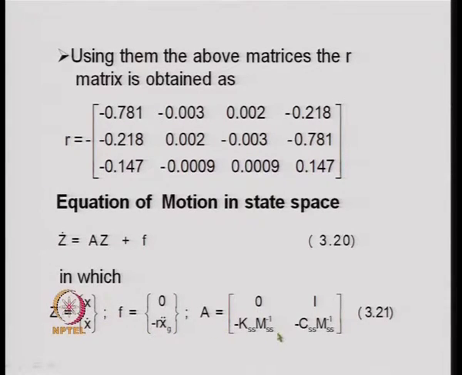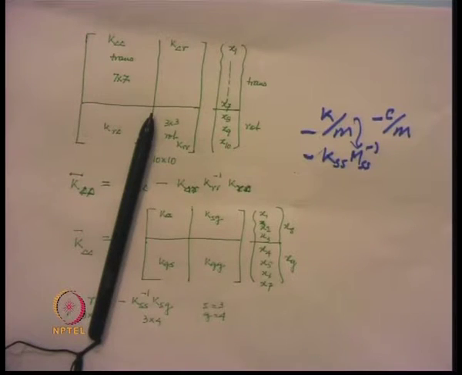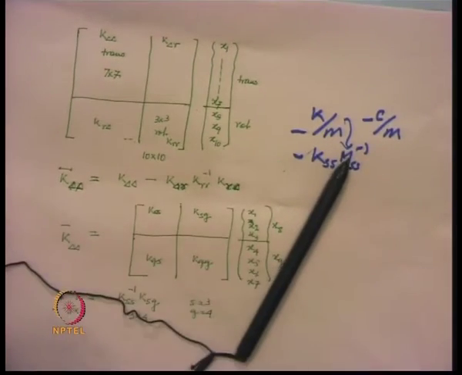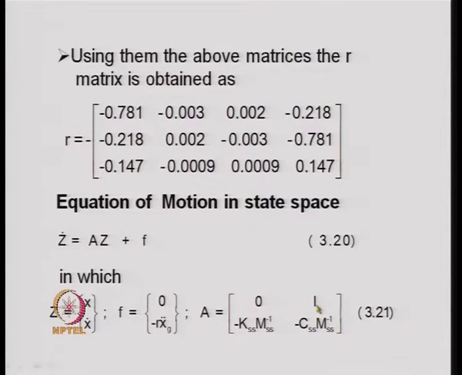The only difference here is that in the previous case, for the single degree freedom system, we had minus k by m and minus c by m. These were the terms which were written. Now, in place of that, we have minus kss into mss inverse, so this term becomes this. Similarly, the c by m term becomes css into mss inverse, and this one becomes, instead of 1, I.